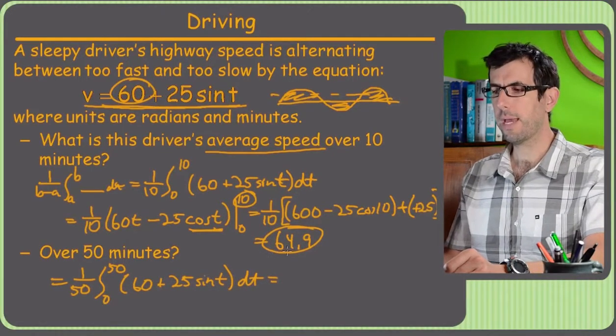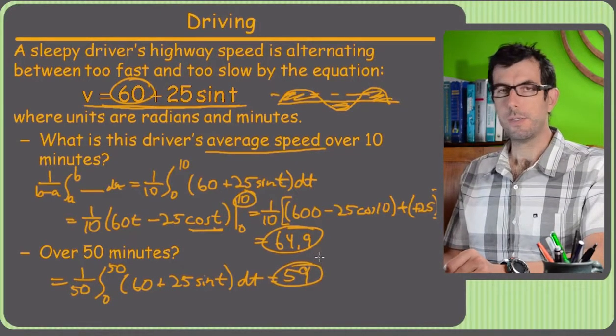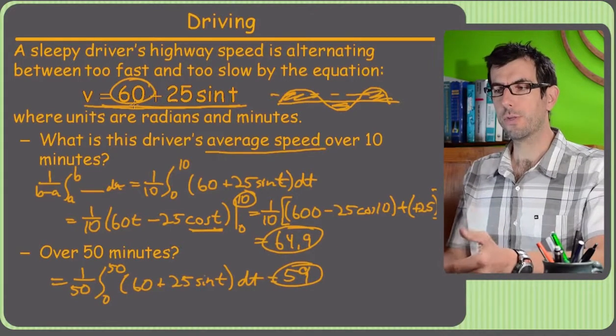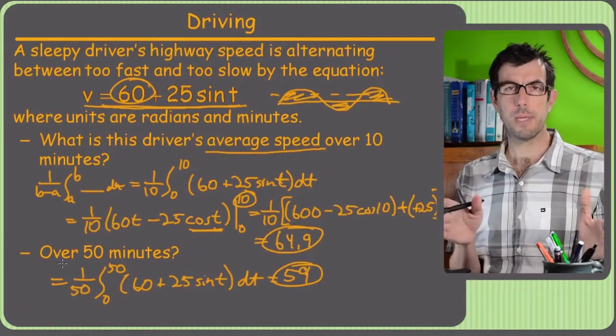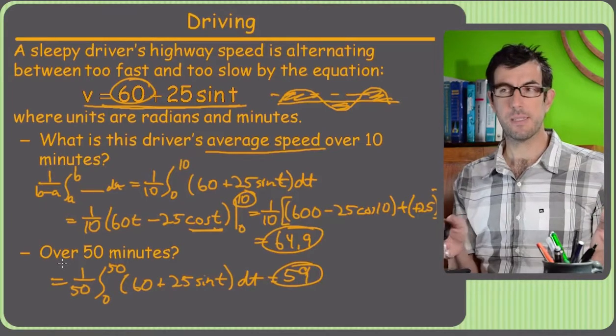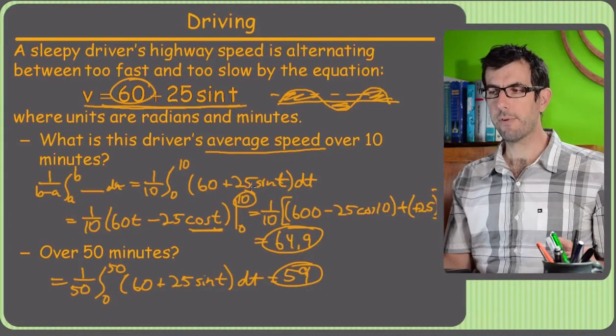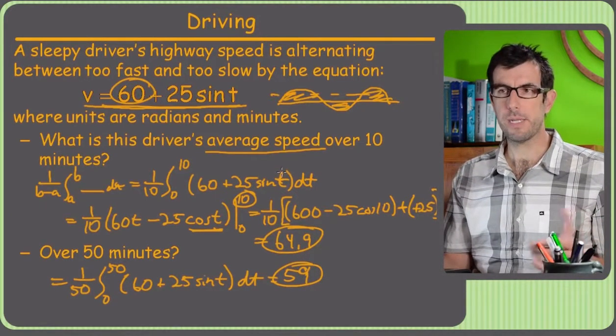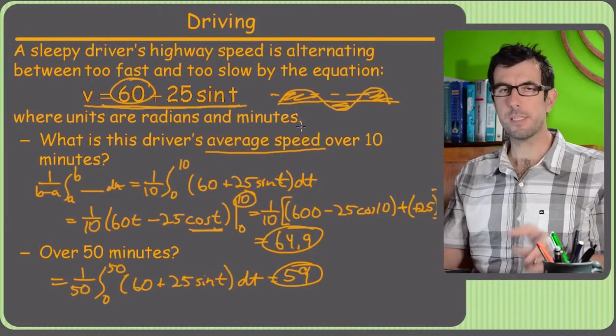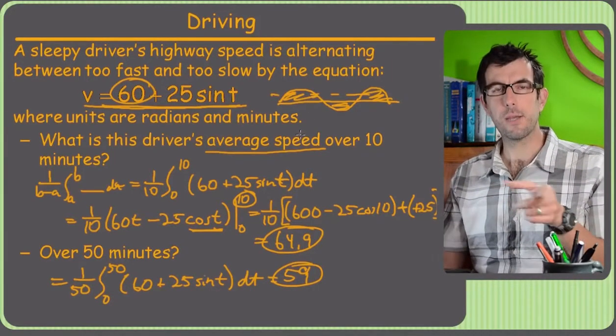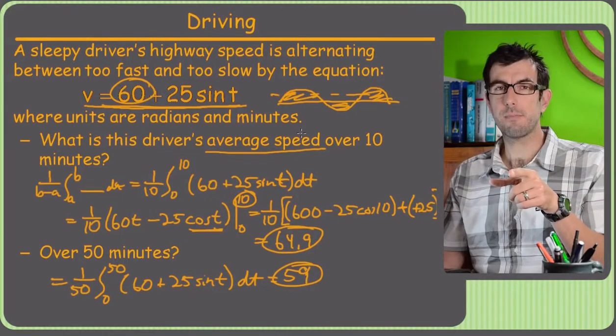And I'll spare you the math, but I got 59 when I did it that way. So why is this time closer to 60? Well, if we take a long time span of 50 minutes, and this thing's going up and down every, looks like 2 pi minutes, which is like 6 minutes. So basically this guy's speeding up and slowing down cycle. He goes fast and then slow every 6 minutes.